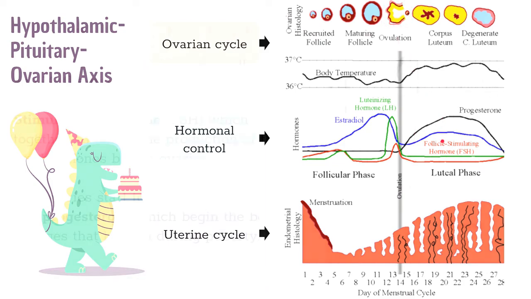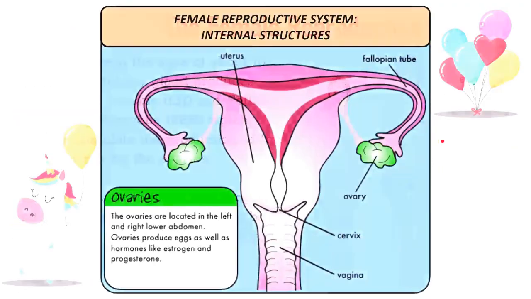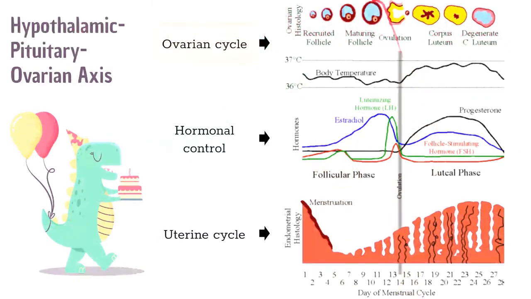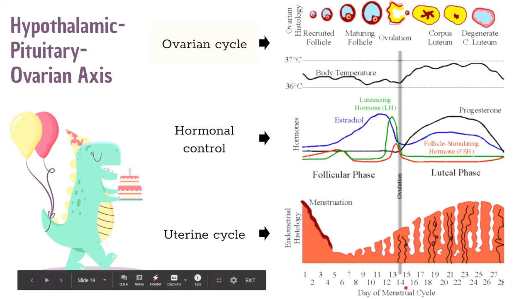That is when the ovary releases the egg cell into the fallopian tube. So ovulation is the process by which the ovary releases the egg cell into the fallopian tube. As you can see here, all of this is happening in the ovary, but here, the ovary releases the egg cell into the fallopian tube. That happens around day 14.